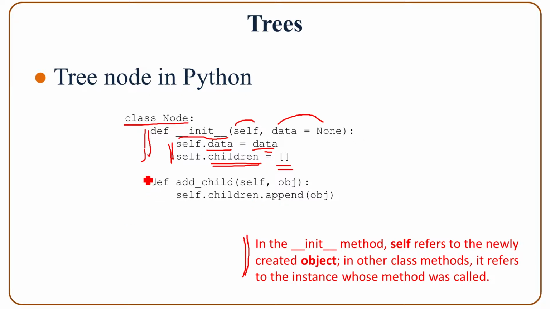Also, we have another method, namely add child, for adding a child. So in the method, we call the append method of the list children to append the object which is passed to the method.